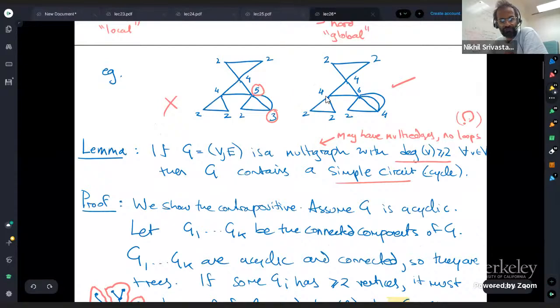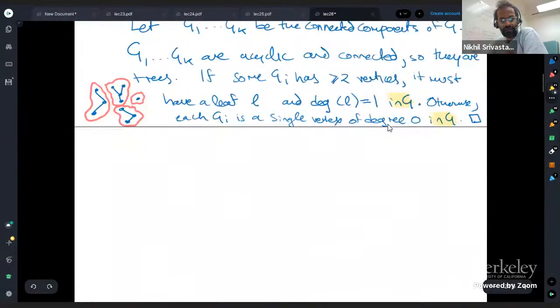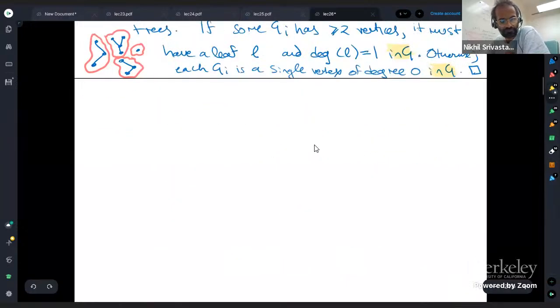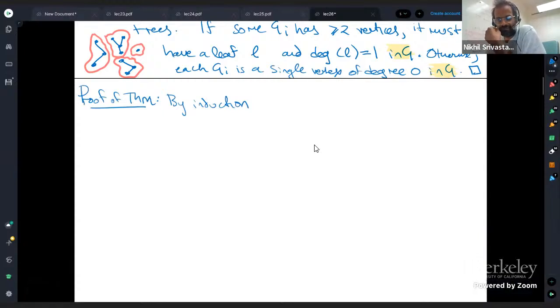Now let's move on to the proof of the theorem. The theorem is: if G is connected with at least 2 vertices and the degrees are even, then there's an Euler circuit. The proof is going to be by induction. By induction on what? In graph theory there are typically 2 basic kinds: induction on the number of edges and induction on the number of vertices. In this case, we're going to do number of edges.